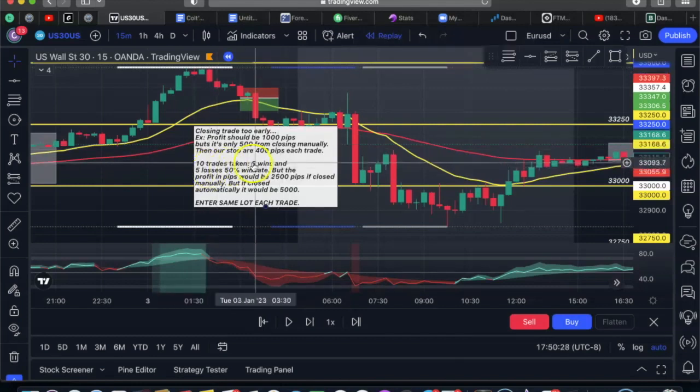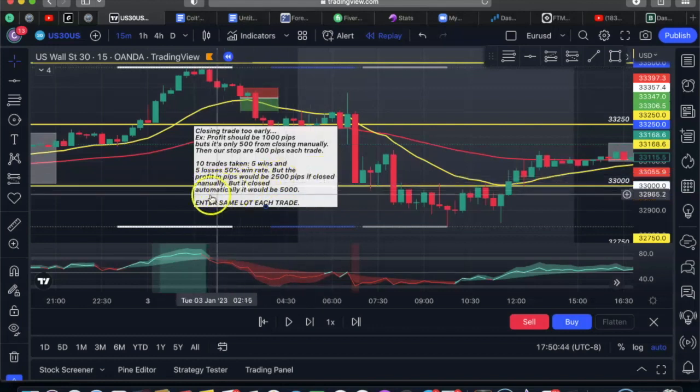So if 10 trades were taken, 5 of the trades were wins and 5 of them were losses, that's a 50% win rate, which is pretty average for a lot of beginner traders. But the profit in pips would be 2,500 pips if we close manually prematurely. But if we close automatically, we let the trade do its thing where it hits the take profit and closes out automatically, it would be 5,000 pips. So at the end of the day, we're taking half of the profit off the table by manually exiting the trade. And this is why it's so important.